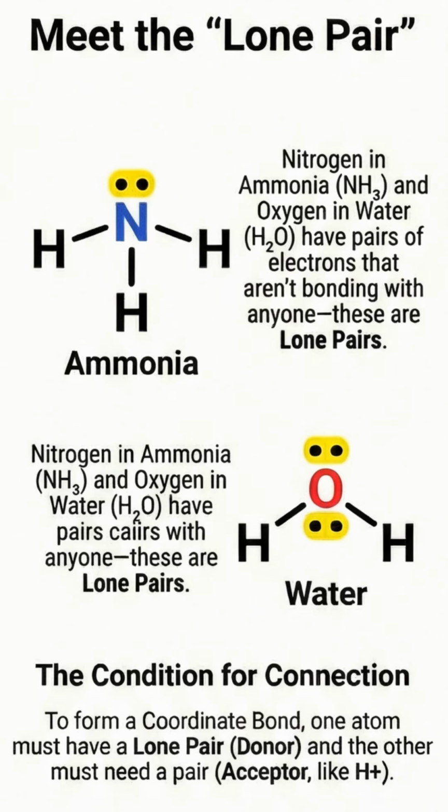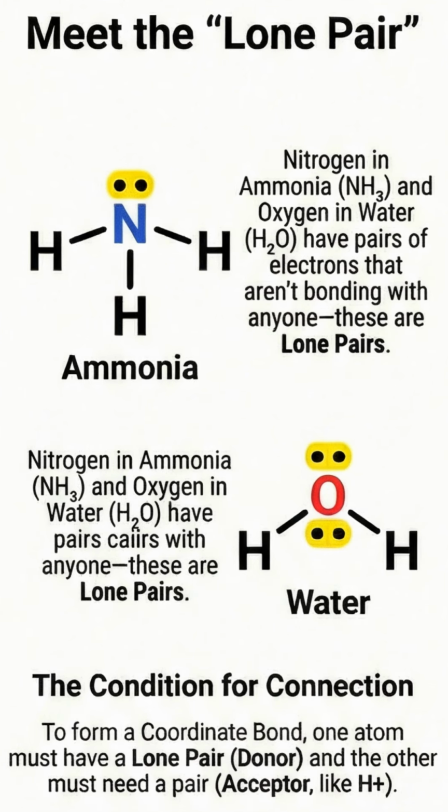Atoms such as nitrogen in ammonia and oxygen in water possess lone pairs, pairs of valence electrons not involved in bonding. These electrons sit on the atom as a concentrated negative region. Lone pairs can act as electron donors, making these atoms Lewis bases capable of forming new bonds with positively charged species. A coordinate, or dative, bond forms when one atom donates both electrons in a shared pair.